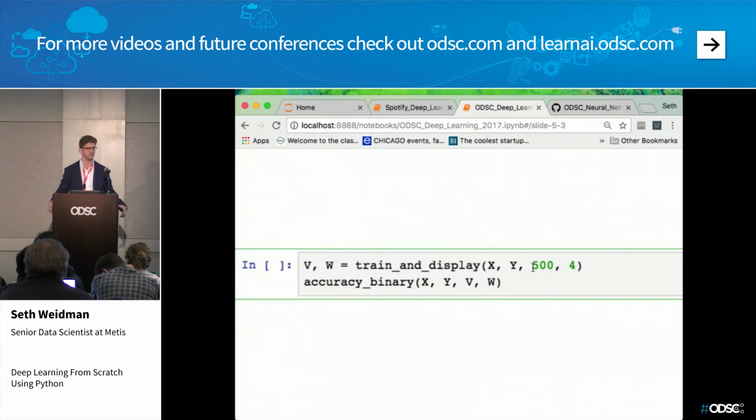What's an epoch? An epoch is running each observation through the neural net once. So I'm going to run all 8 observations through the neural net once. That's 1 epoch. Run all 8 through again. That's 2 epochs, etc. So I'm going to do that 500 times. And then we're going to look at how accurate it is.